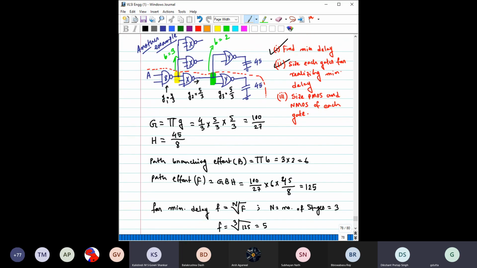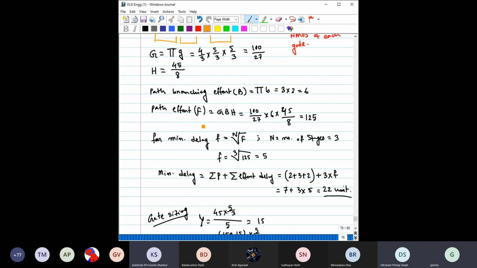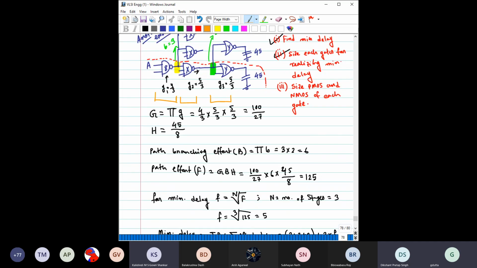Now suppose you have to find the delay offered by this stage, and this stage, and this stage. How can you find the delay from individual stages? See, one thing, the total delay is 22, right? So if you sum up this delay, this and this, you should get 22. But now the question is, what would be the individual delay, stage wise? First stage, second stage, third stage.